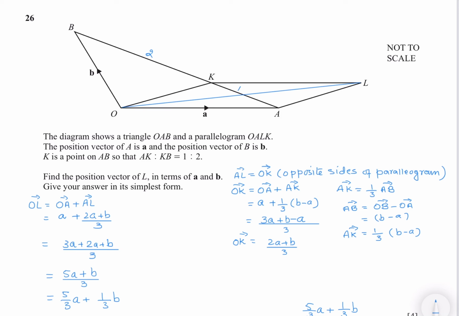Put this value back in the beginning where AL is written. Under AL you write the value of OK, 2a plus b over 3. So now take the LCM again. So it becomes 3a plus 2a plus b. So 5a plus b over 3. So split it: 5 over 3 a plus 1 over 3 b is your answer.